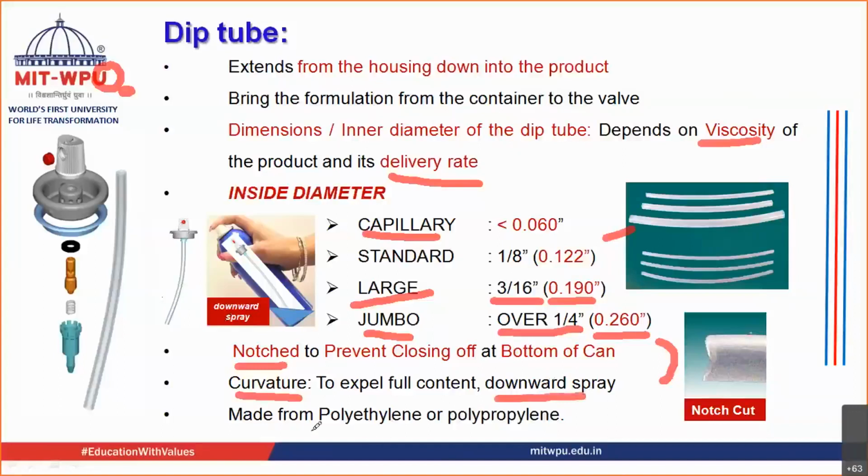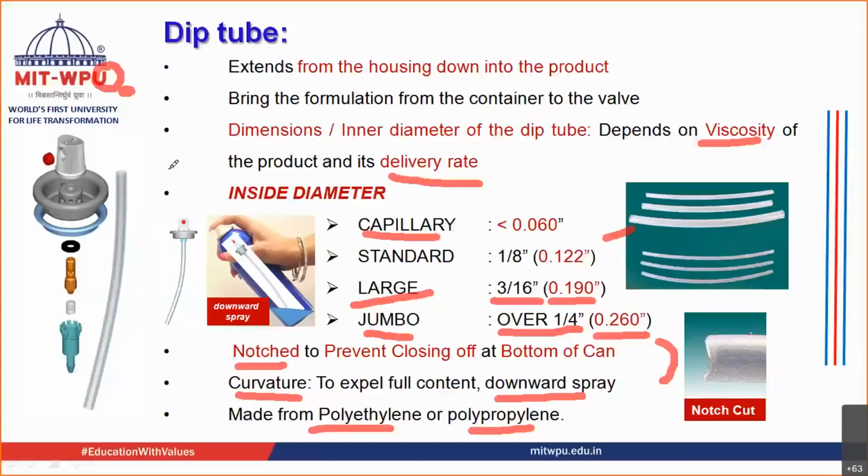The dip tube is usually made from polyethylene or polypropylene. As I told you in my last lecture, the materials used in the valve are different kinds of material. You use rubber, you use plastics, you use metals. So different materials are used for preparing this. You use stainless steel for preparing this valve.